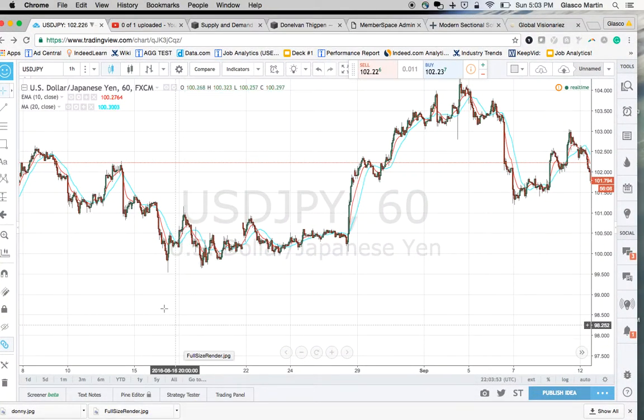Hey everyone, in this video I'm going to go over how to use the ADX indicator, also known as the average directional index. So first, how to get that onto your TradingView screen.